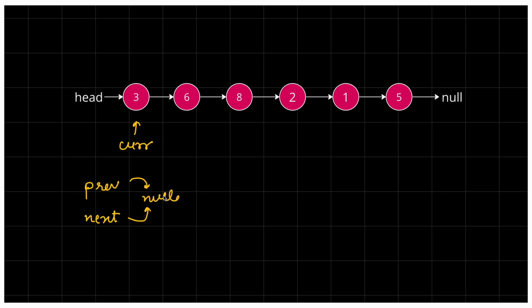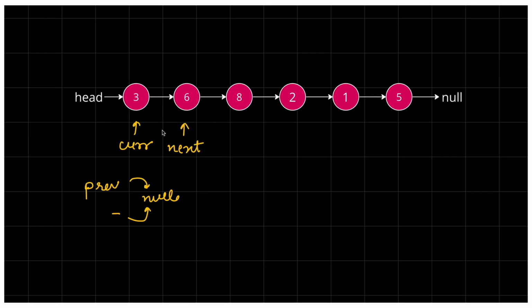Now current is pointing to the head of the list, and previous and next are pointing to null. Now just try to understand. Ideally, this current should point to null, and null is basically pointed to by previous, right? But before that, let's do one thing. We will take this next variable, and we will say next will always be pointing to current dot next. So next will always be pointing to the next node of the current.